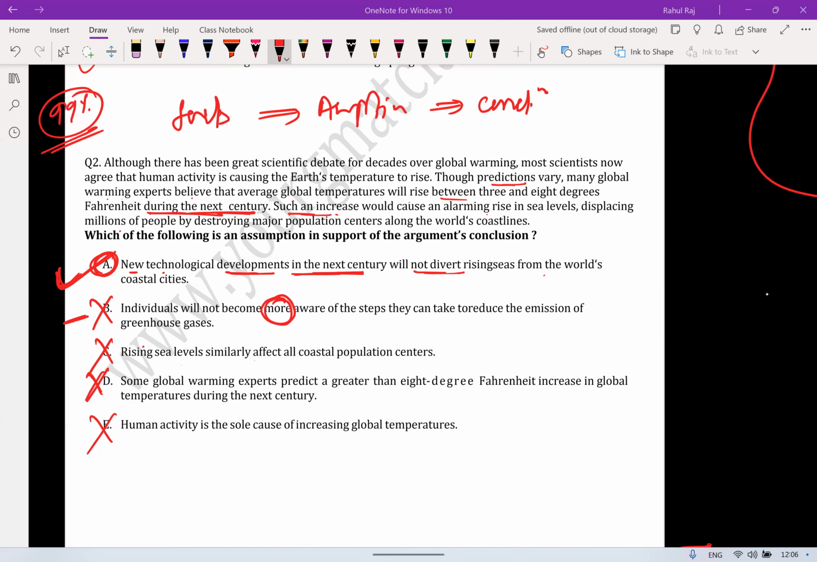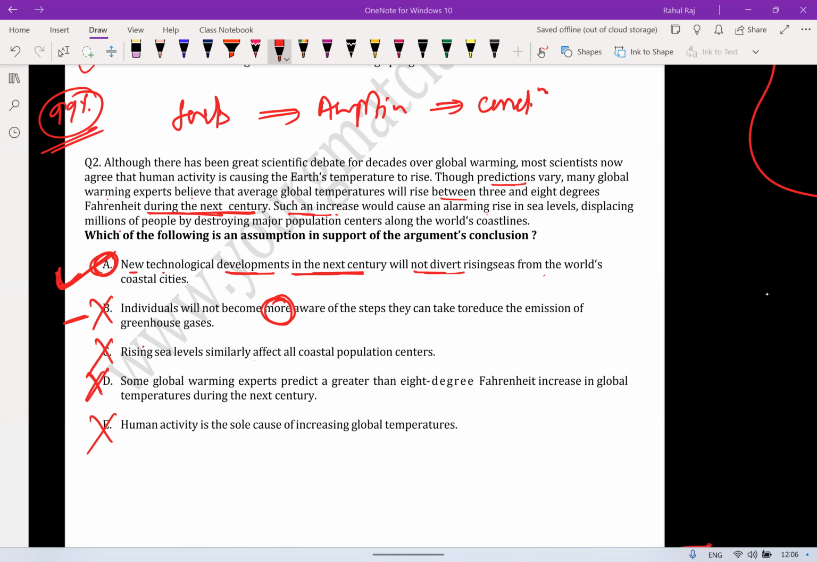Yes, Rahul, then again we'll discuss it. What I was thinking is that if individuals become more aware of the steps, it will reduce the greenhouse emissions, then the global temperature will not rise to that extent, and the sea level will not rise. I agree with what you're thinking.